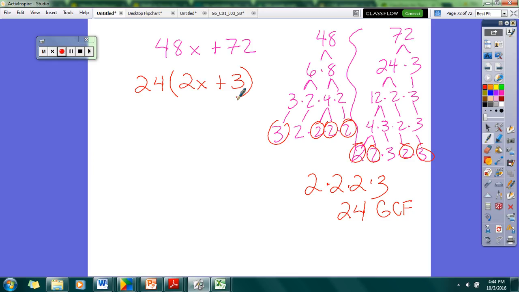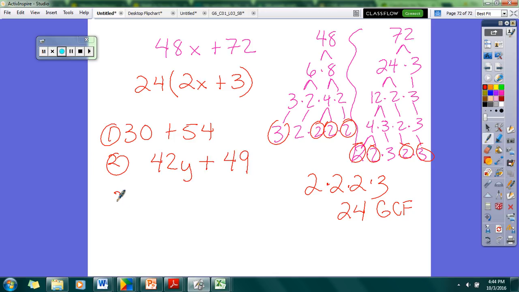So I'm going to give you one or a couple to try out, and we'll go from there. So let's try 30 plus 54. That's your first one. Number 2 is going to be 42y plus 49. And your last one is going to be, let's do 30x plus 50y. So why don't you pause the video right now and try those 3 problems.